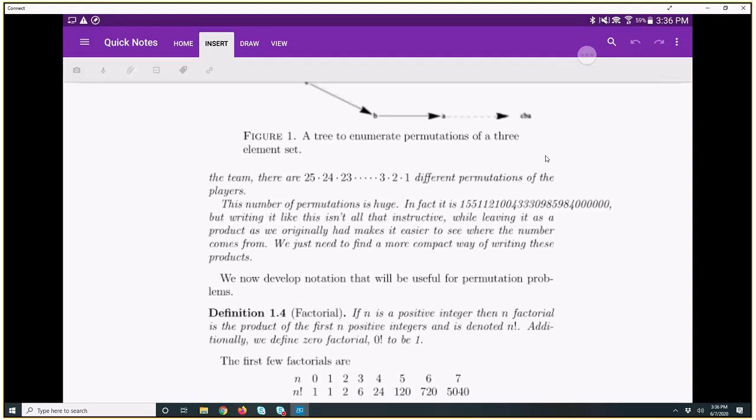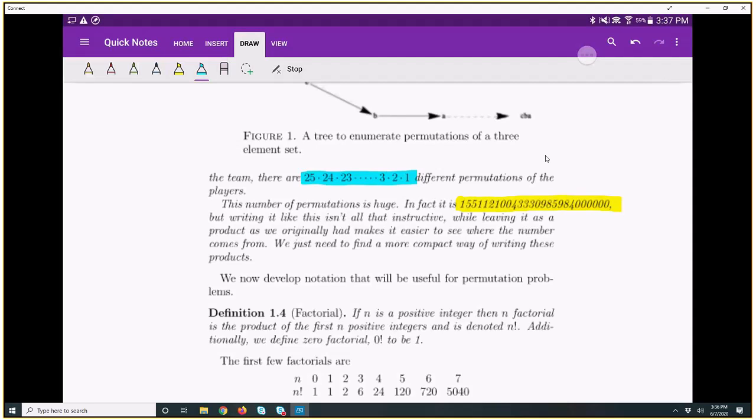And that's a huge number. You can see it written out here, and it's so long that I can't even properly pronounce it. But writing it in this form, with all of the digits written out like that, is not particularly instructive or informative. On the other hand, leaving it as the product 25 times 24 times 23, as it's written here, actually tells you more about the number and where it comes from.